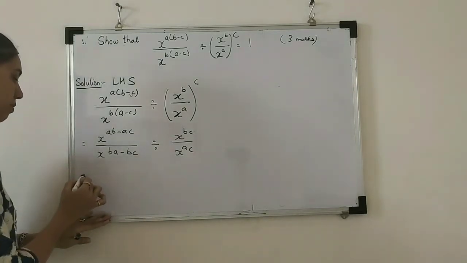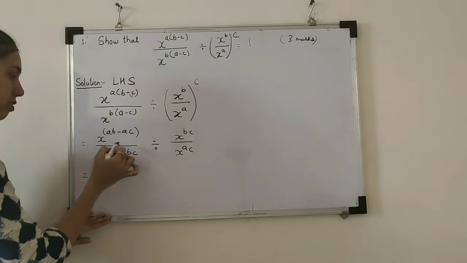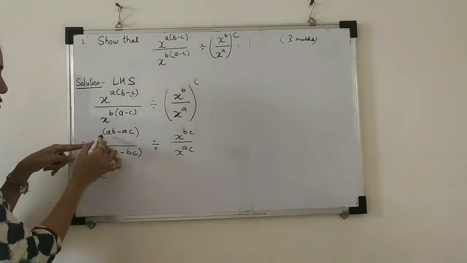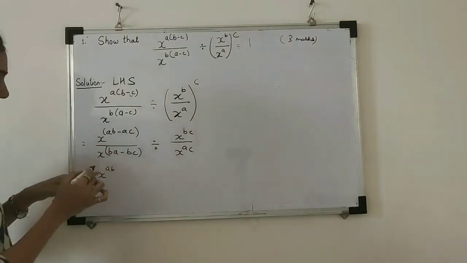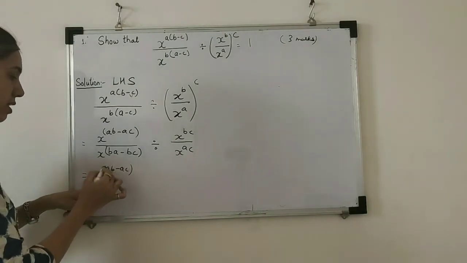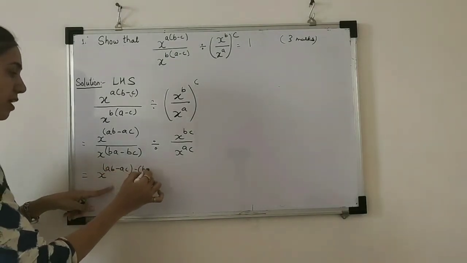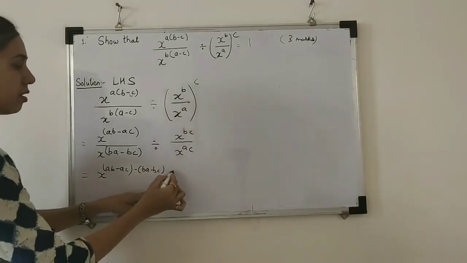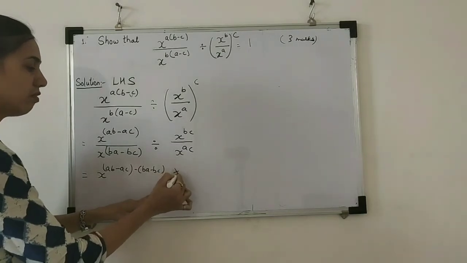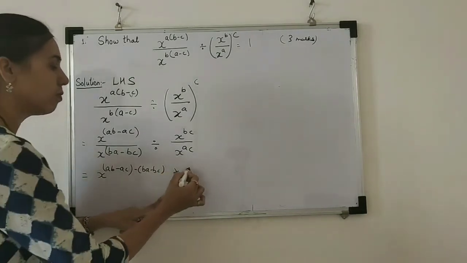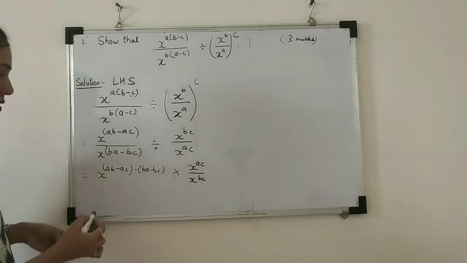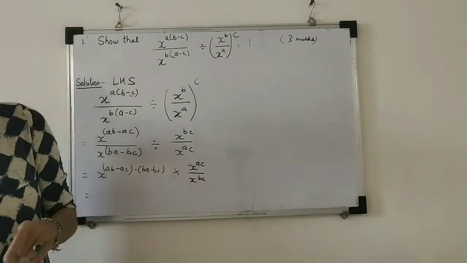Now in the next step, it's good if you put brackets, x to the power ab. See, this is x to the power n divided by x to the power n. So I can write this as x to the power ab minus ac minus ba minus bc, divided by, or division is reciprocal of multiplication, so I will write it as into x to the power ac upon x to the power bc. Now here we need to write down the reasons.